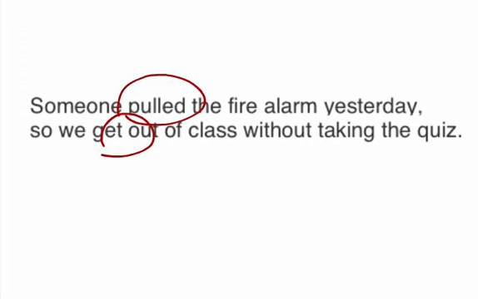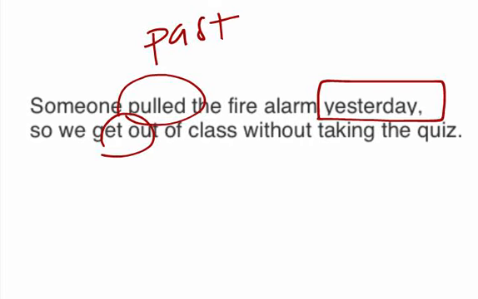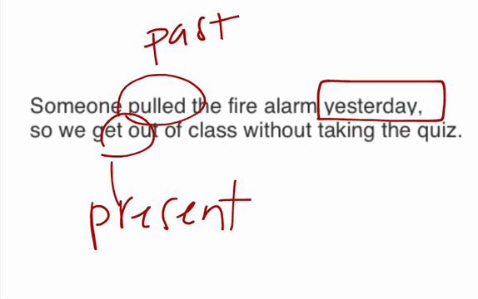All right, now let's determine what tense each of these verbs is in. Pulled is past because it's referring to something that happened yesterday. Someone pulled the fire alarm yesterday, in the past. So we get out of class without taking the quiz. We get out is present. We're doing it in this moment. So as you can see, we are shifting from past with the first verb to present in the second verb.